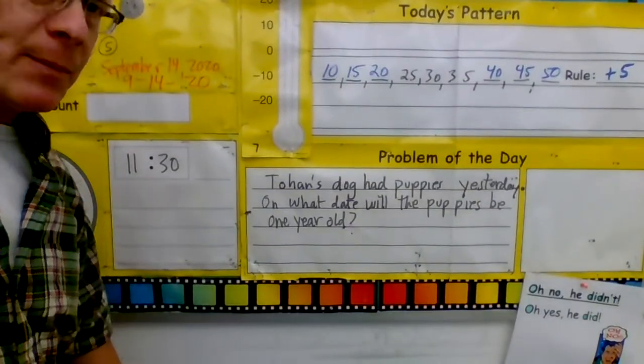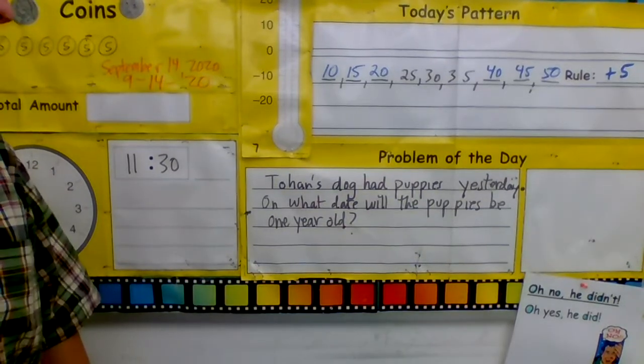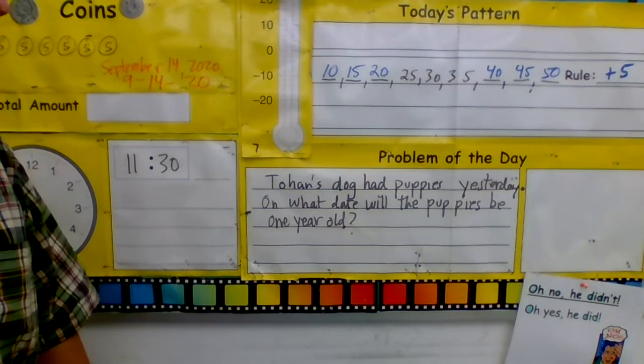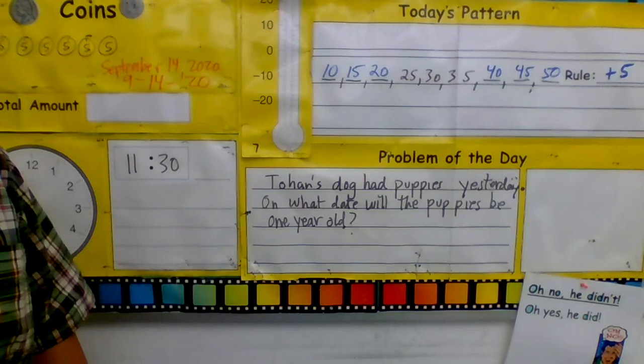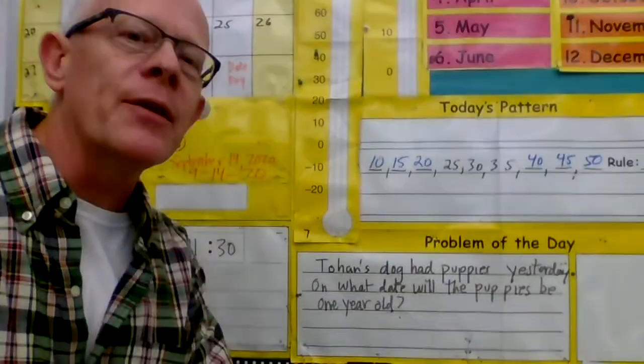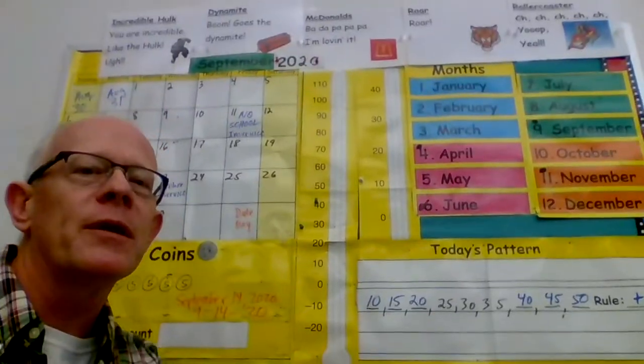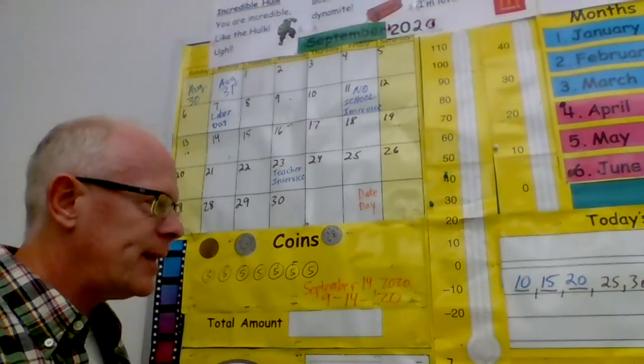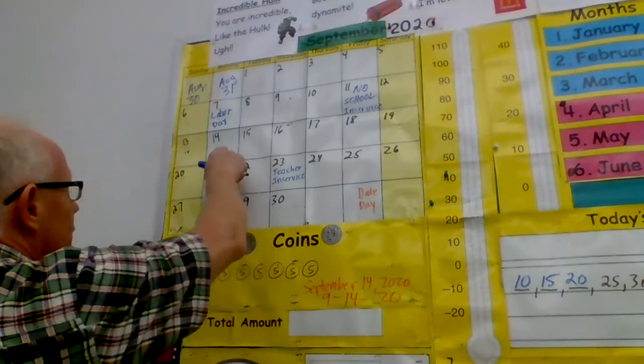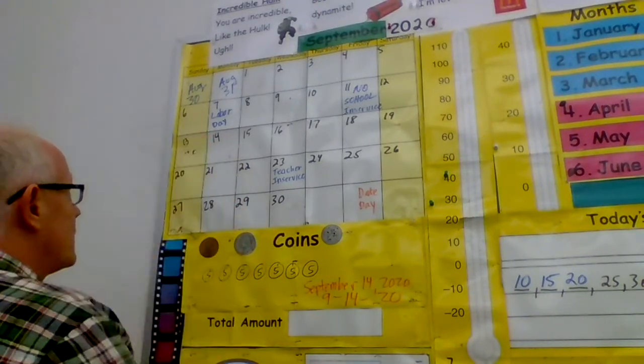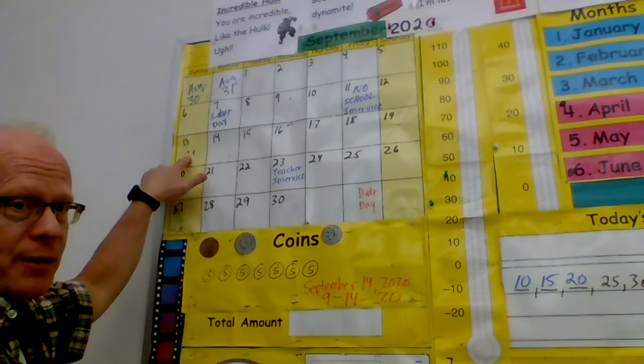Well, let's look at our problem of the day. Here's what it says. Tohan's dog had puppies yesterday. On what date will the puppies be 1 year old? So if we look at the calendar, so let me push the computer up. He had puppies yesterday. So if this is today, that's the day he had puppies, on the 13th.